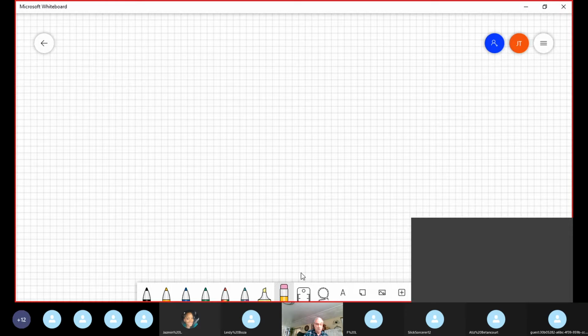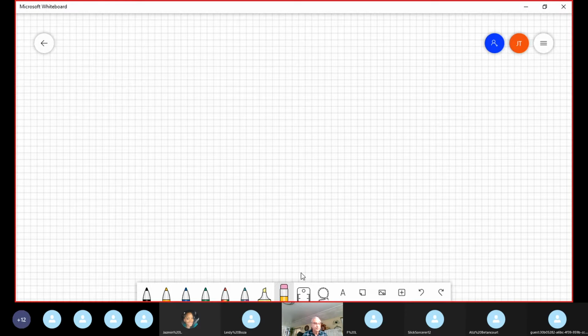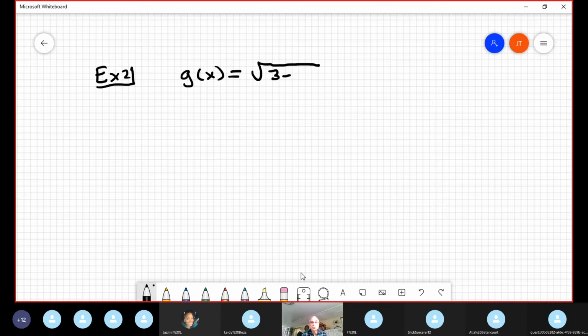Okay. Let's see another case. Example 2 is similar. It's not similar. The name of the function is g, and this is a square root of 3 minus 2x.